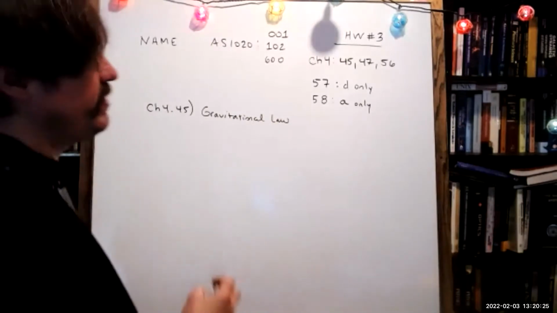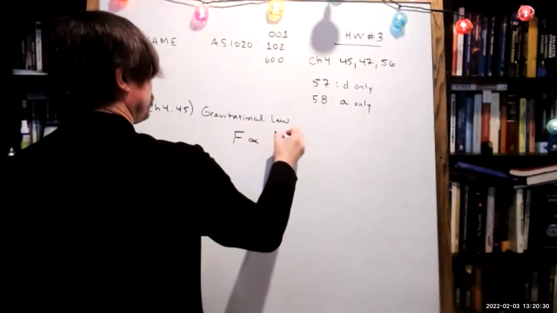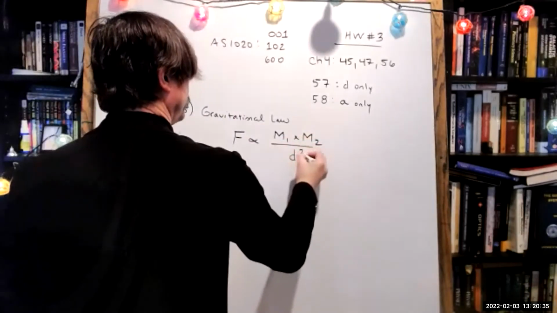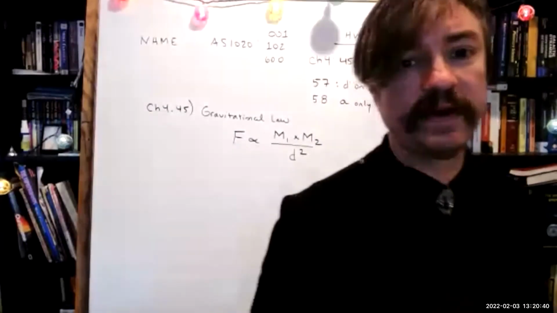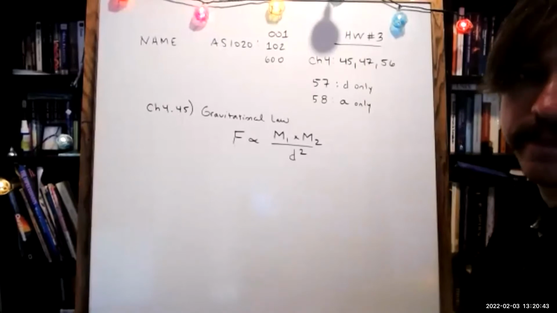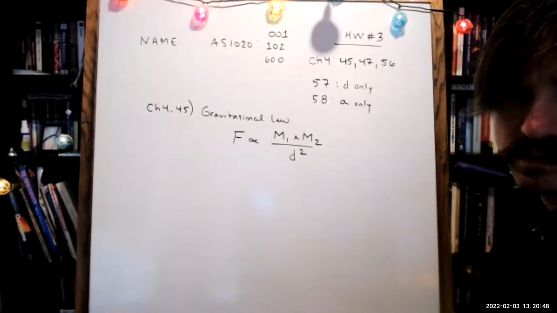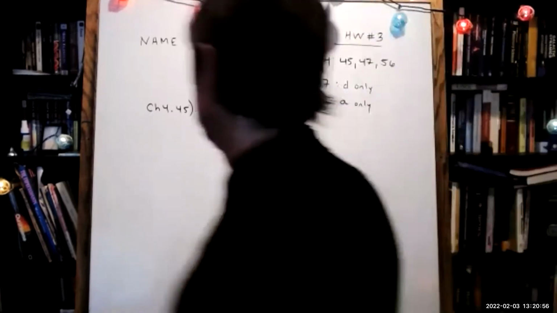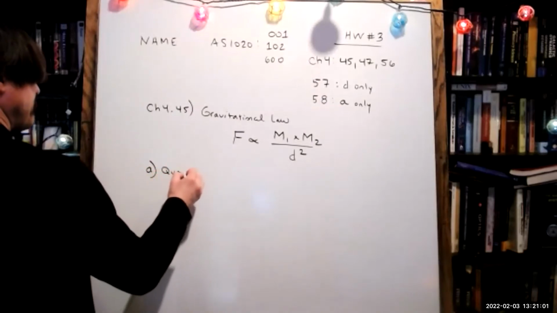We're going to be using the Newtonian version of the law of gravity. Force is directly proportional to the product of the two masses, inversely proportional to the square of the distance. Do you have those questions handy, Emma? Yeah, so number 45, the gravitational law. How does quadrupling the distance between two objects affect the gravitational force between them?